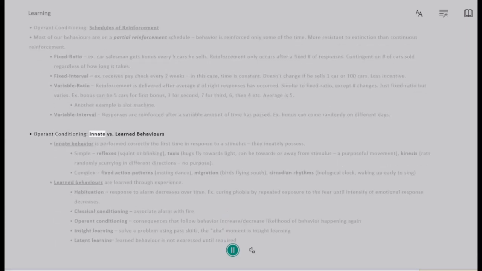Operant conditioning: innate versus learned behaviors. Innate behavior is performed correctly the first time in response to a stimulus they innately possess. Examples are simple reflexes like squinting or blinking; taxis, like bugs flying towards light, which can be towards or away from a stimulus, a purposeful movement; and kinesis, like rats randomly scurrying in different directions, with no purpose.